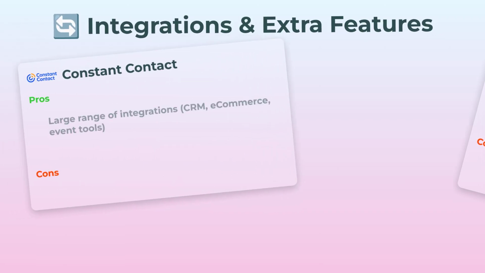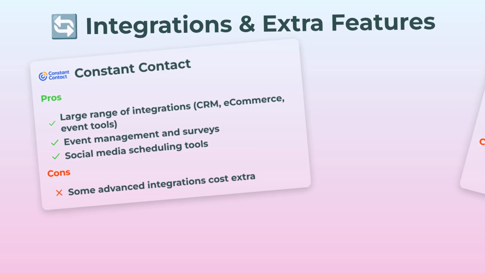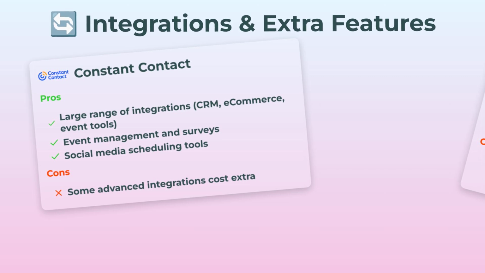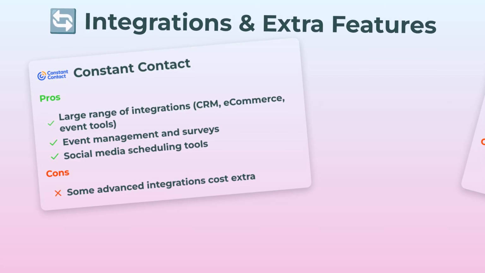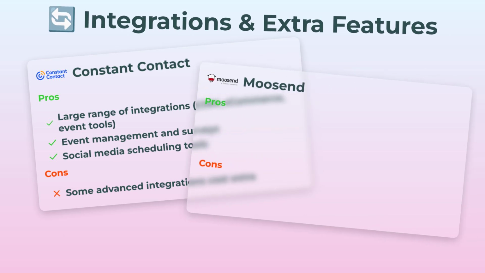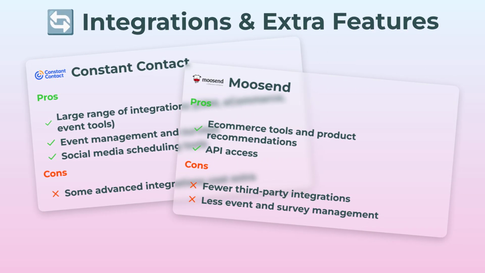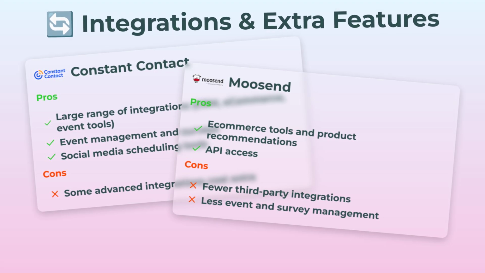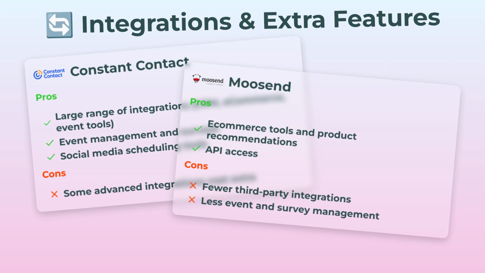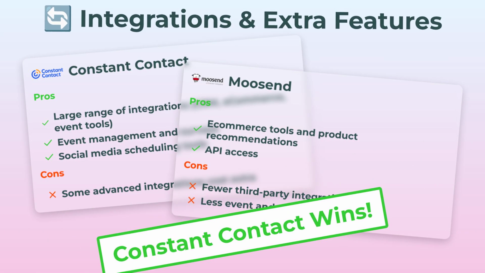Now, integrations and extra features. Constant Contact is basically the king here. CRM hooks, tons of e-commerce connections, event management, even surveys and social media scheduling. Super handy if you want one app to rule them all. Some integrations do cost extra, but seriously, the toolbox is huge. Moosend does bring some nice e-commerce tools, product recommendations, and API access if you're techie, but there's fewer third-party connections, and you don't get those event or survey features built in. No contest, Constant Contact wins this round.